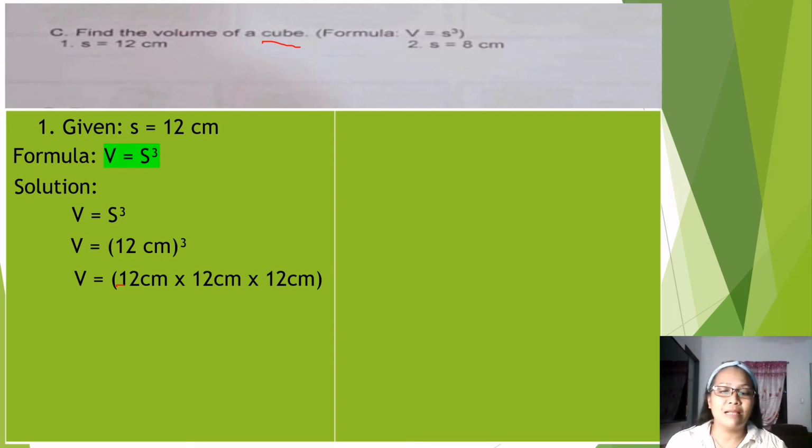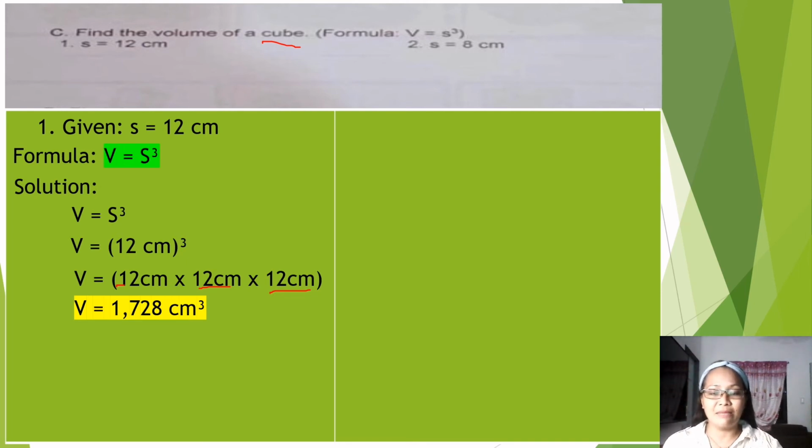So multiplying 12 times 12 times 12, we have now 1,728. And for our units, simply copy the unit centimeter and then count how many times we multiply. So we have 1, 2, 3. So our exponent for our units is 3. Therefore, we have volume is equal to 1,728 cubic centimeter or centimeter cube.